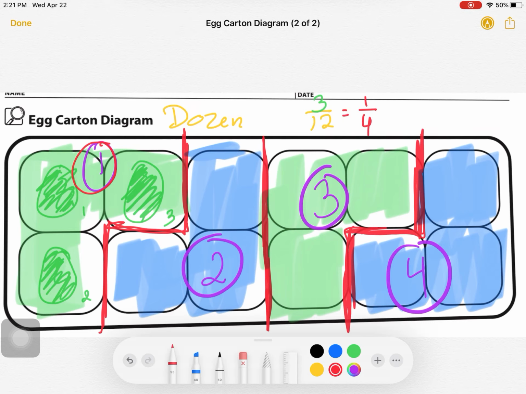Just like in our original statement, we said that there were 3 eggs out of the 12 spots for eggs. Here, there's 1 section of eggs filled in out of the 4 sections that we grouped. That's how 3 twelfths is equal to 1/4.